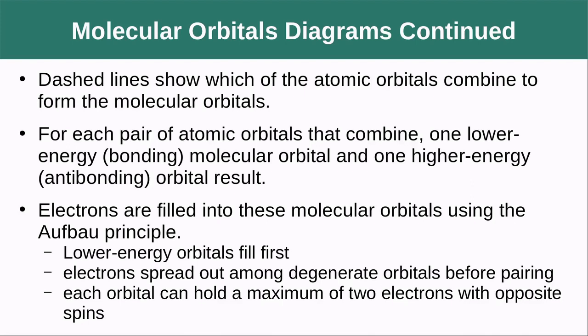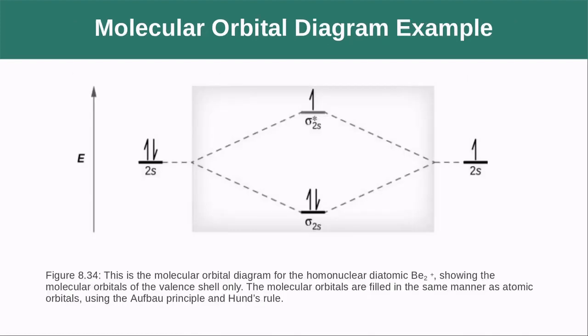For each pair of atomic orbitals that combine, one lower energy bonding molecular orbital and one higher energy anti-bonding molecular orbital result. Electrons are filled into these molecular orbitals using the Aufbau principle. So we're going to fill lower energy orbitals first, where electrons are going to spread out among degenerate orbitals. So those are orbitals that have the same energy before we pair them off. And each orbital is going to hold a maximum of 2 electrons with opposite spins.